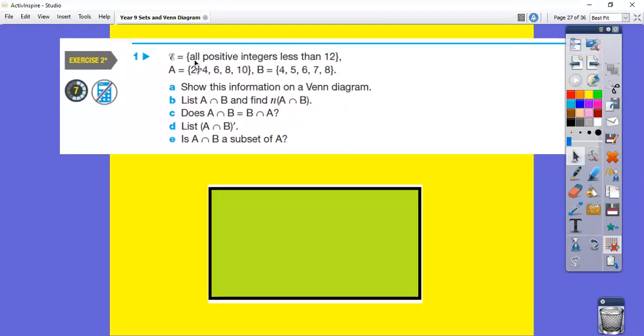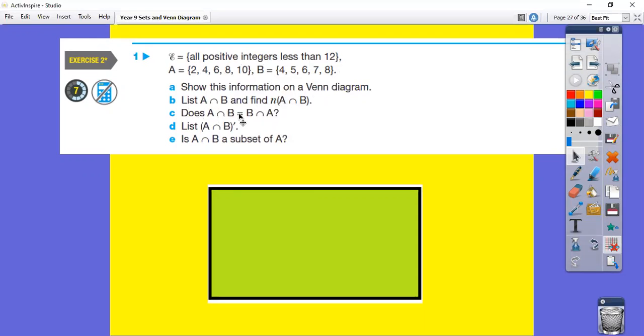Okay, moving forward to question 1. So the universal set is all the positive integers less than 12. So remember, the integers are the counting numbers which are not negative. Set A has the elements 2, 4, 6, 8, 10, and set B has the elements 4, 5, 6, 7, 8. And it tells us, show this information on a Venn diagram, and then list the intersection of A and B, and find the number of elements in the intersection.